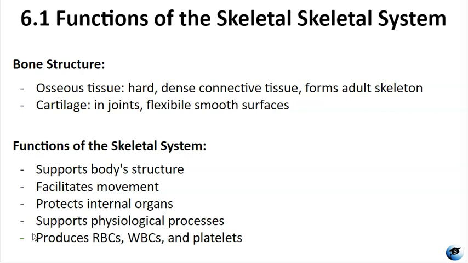Bones aid movement by acting as attachment points for muscles and by transmitting forces during muscle contractions. This interaction between the skeletal and muscular systems is known as the musculoskeletal system. Bones protect internal organs, for example, ribs shield the lungs and the heart. On a metabolic level, bone tissue serves as a reservoir for minerals like calcium and phosphorus, and it is the site for fat storage and the production of red blood cells, white blood cells, and platelets.